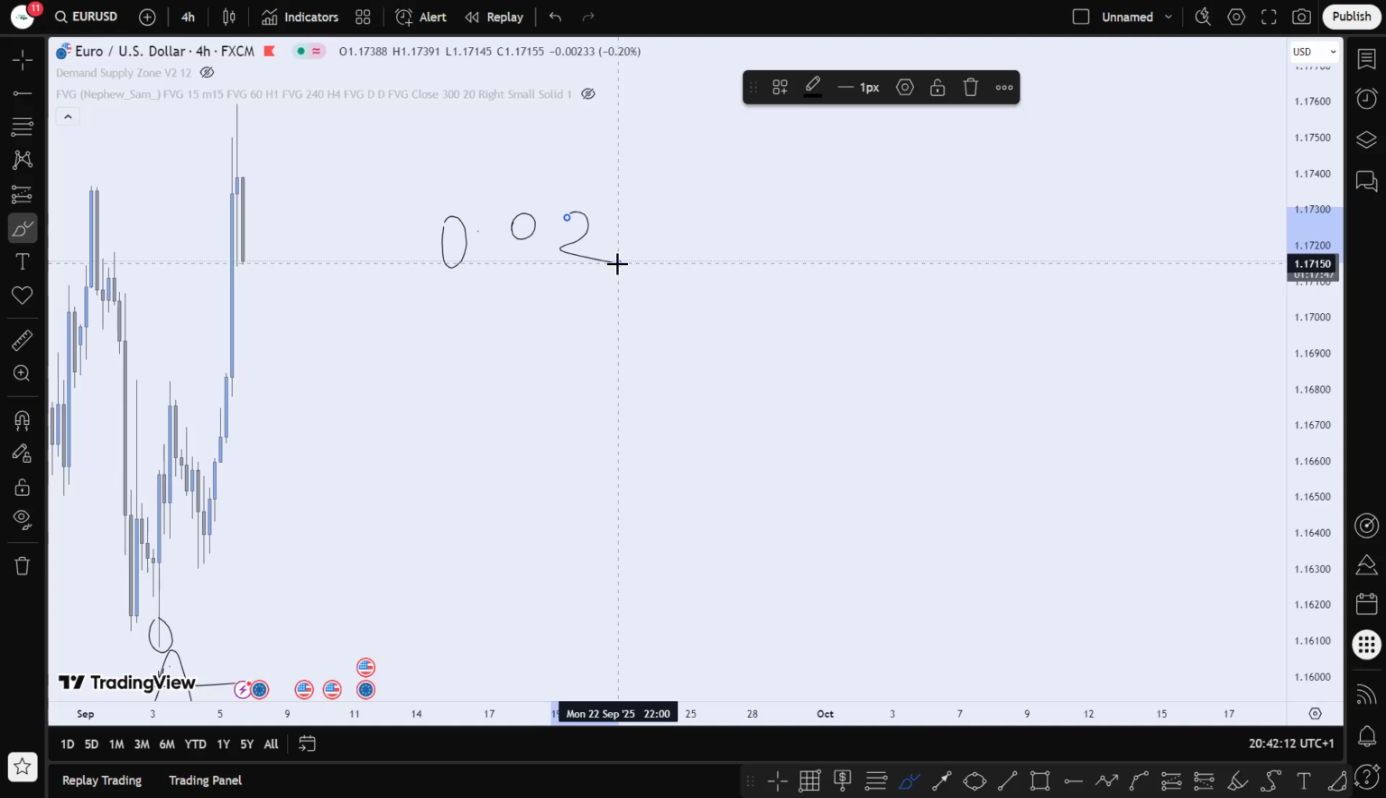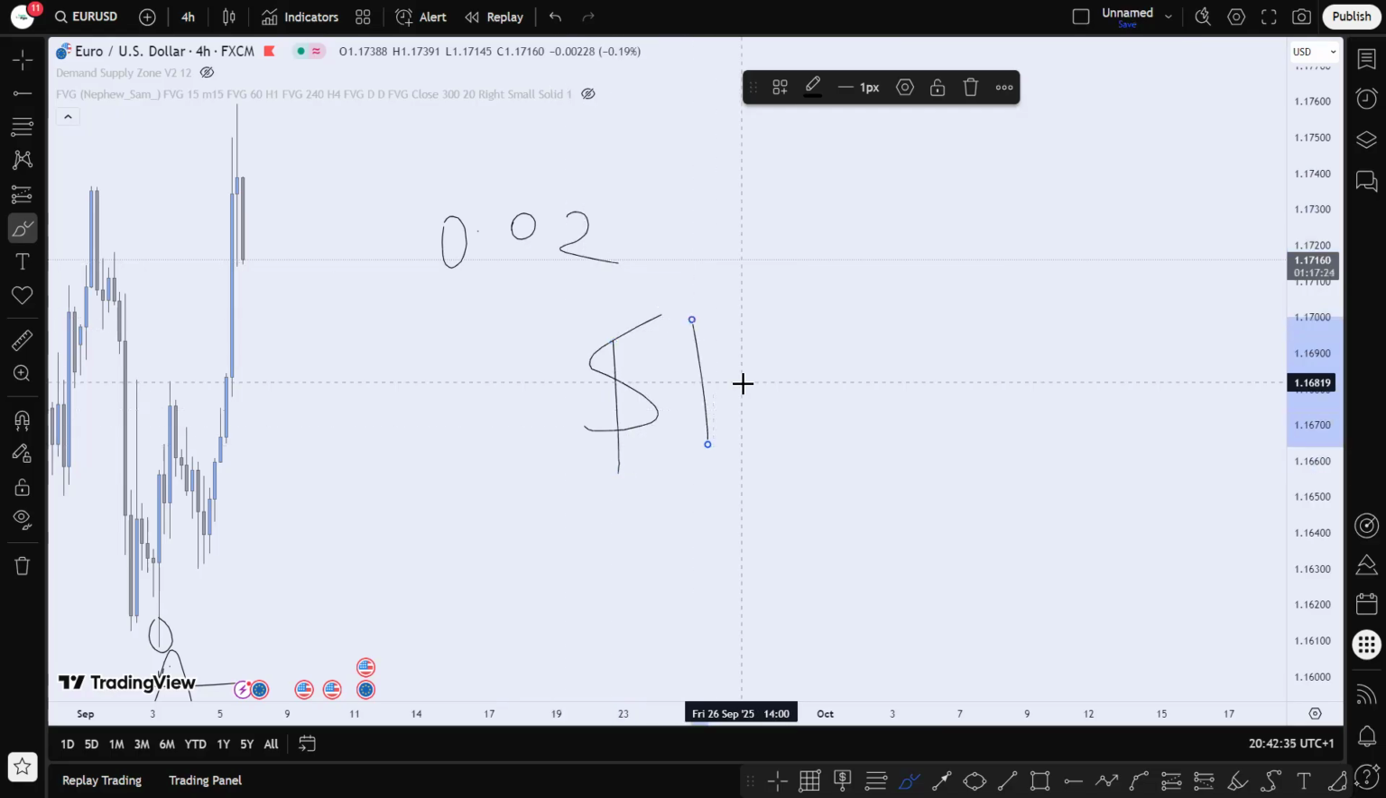So for every one pip we move here now, we are making or losing 20 cents. If we move two pips, it becomes 40 cents. Three pips, 60 cents. Four pips, 80 cents. Five pips, 100 cents, which is $1. So while it took us 10 pips to make $1 on 0.01, we only need 5 pips to make the same $1 on 0.02, which means that 0.02 is a higher lot size than 0.01, right?